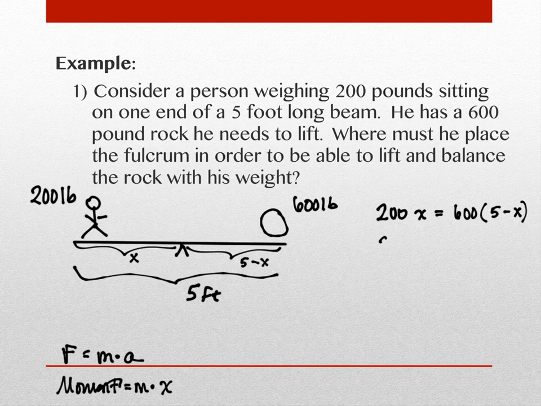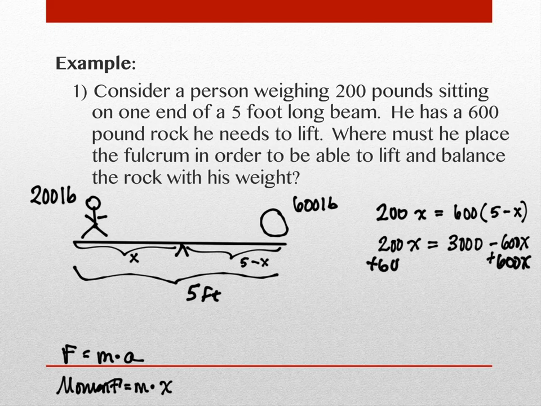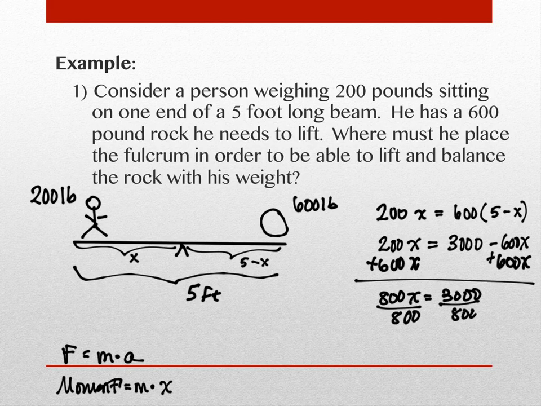So we're going to simplify this. This is 200x equals 3,000 minus 600x. We'll add our 600x to both sides. So we have 800x equals 3,000. If I divide by 800, what is my x? 15 over 4. Okay, can we turn it into a decimal? It'll make more sense for our context. It's 3.75. There are units.